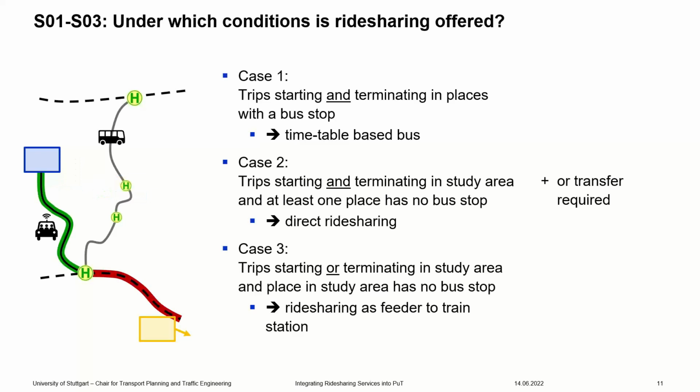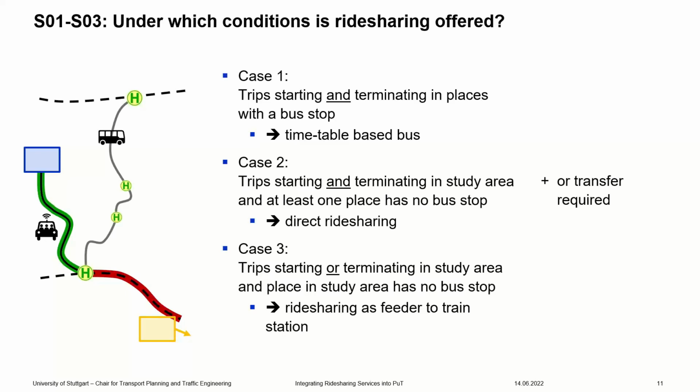In case 3, we are looking at trips that are starting or terminating in the study area, and the place in the study area has no bus stop. In this case, we have ride sharing as a feeder to the train stations in the north or the south of the study area.